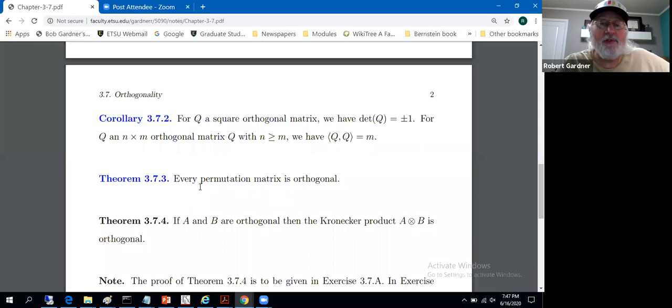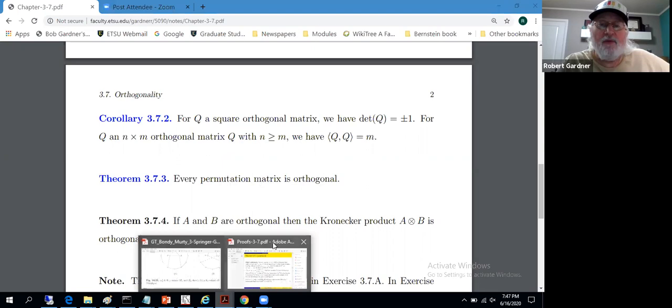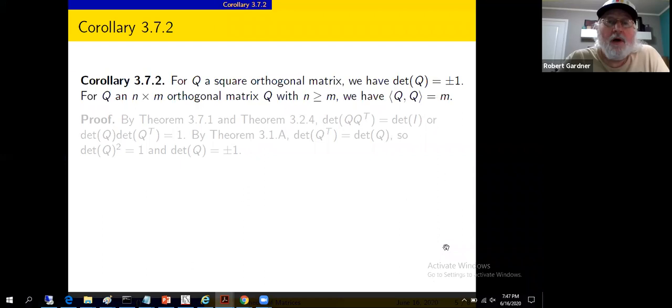Second claim, we'll discuss through both of the proofs. Now, every permutation matrix is orthogonal. Okay, we'll talk a little bit more about permutation matrices. But first, for Q a square orthogonal matrix, the determinant is plus or minus one.